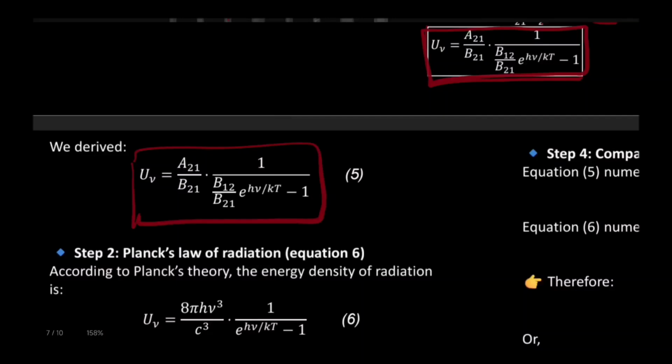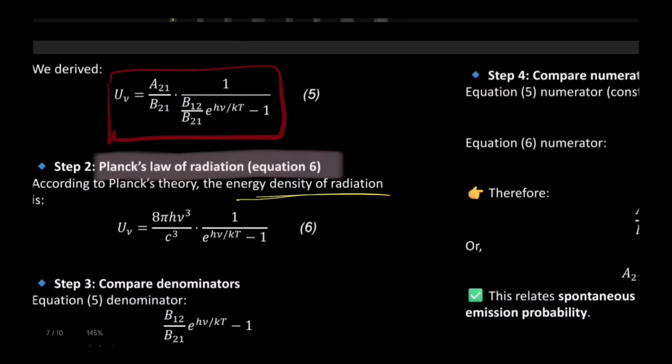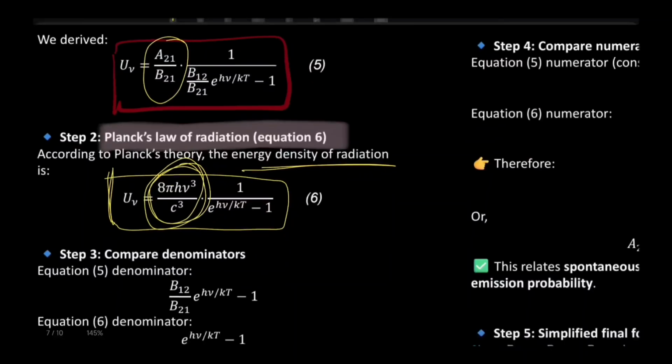Once we get this equation, we are going to use Planck's law. What is this Planck's law? According to Planck's theory, the energy density of radiation is given by this formula. So here we are going to equalize these two. How? A to 1, B to 1, and then this one. We are going to equalize these two.